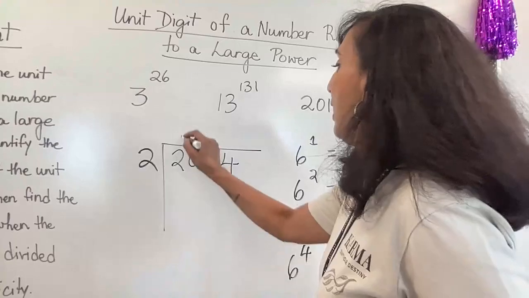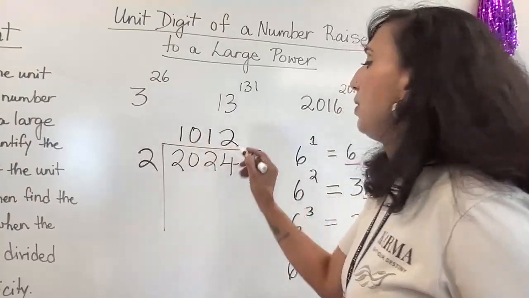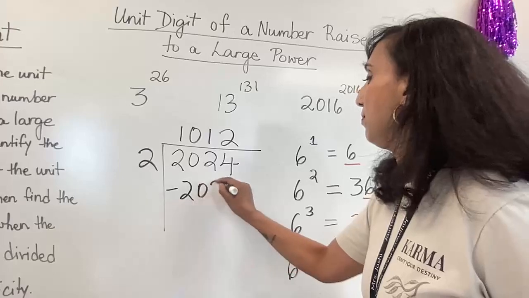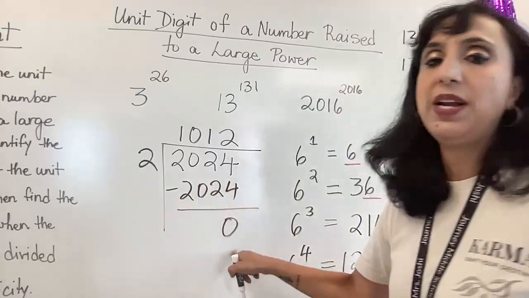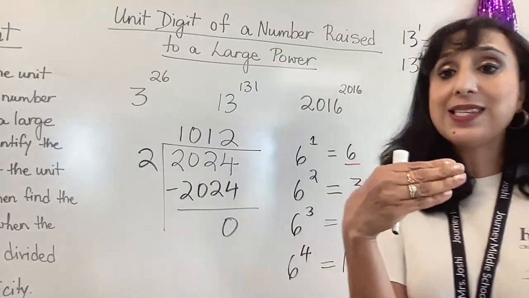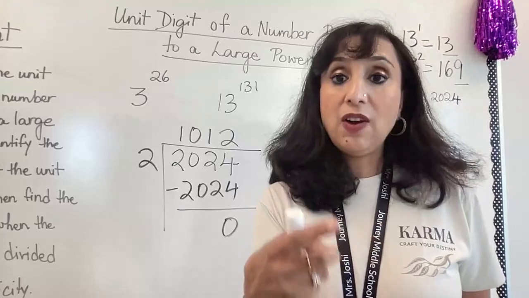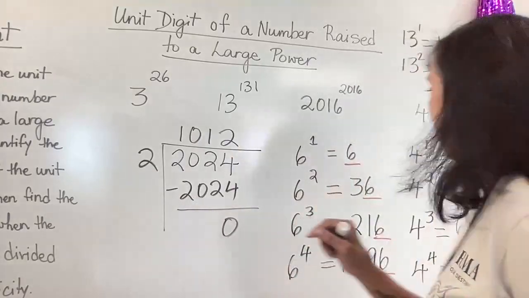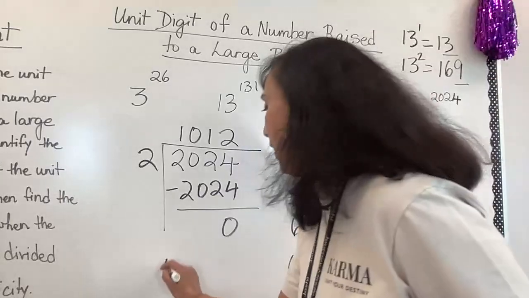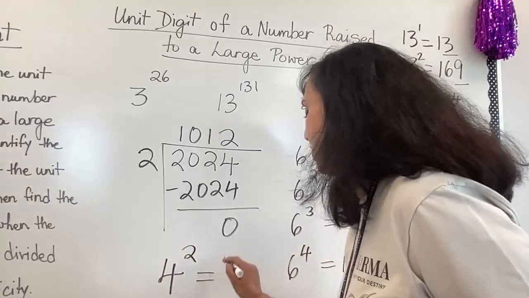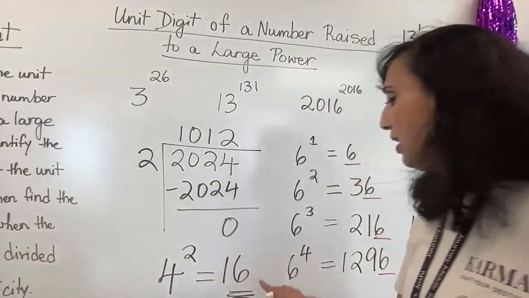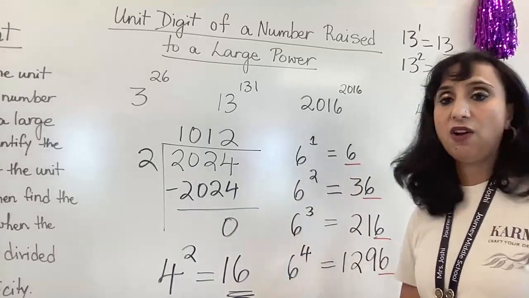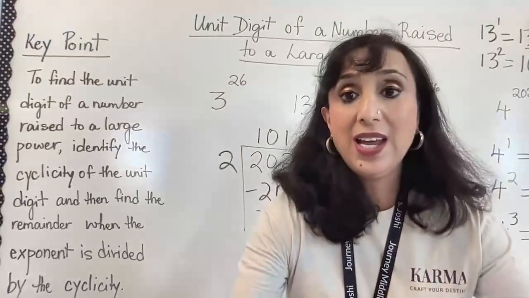So ultimately, I end up with 1012, and I would get 0 remainder. Since the cyclicity is of 2 numbers, either I can have 1 remainder or no remainder. So that means it would be the second number, which is 4 squared, which is 16. So what is it ending in? The units digit is 6. So if I have anything like that, that's basically what I'm going to solve. Once again, it is very easy.